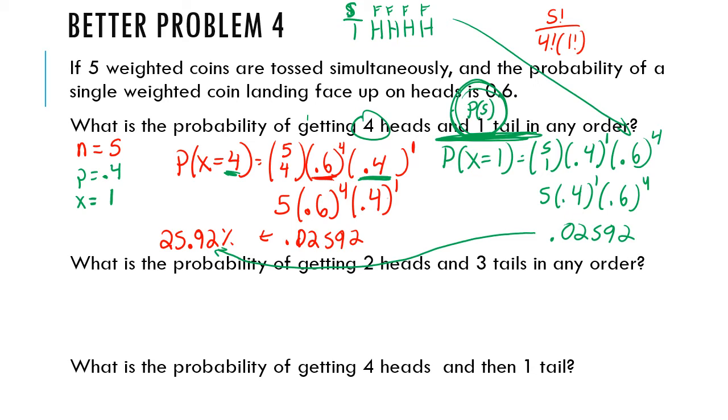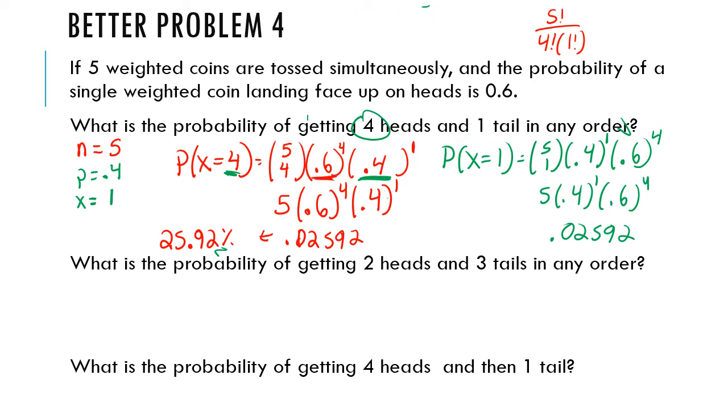So let's take a look at the one below. So let me clean this up a little bit. Made a bit of a mess for us. All right, so looking at our second one, it says, what is the probability of getting 2 heads and 3 tails in any order? So since it's in any order, it doesn't matter which way we do it.